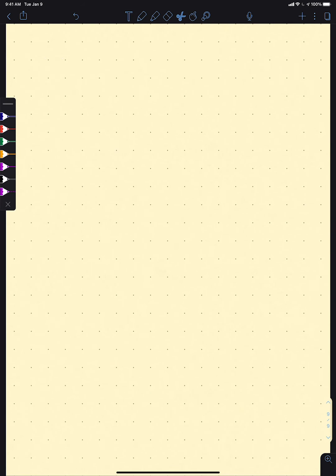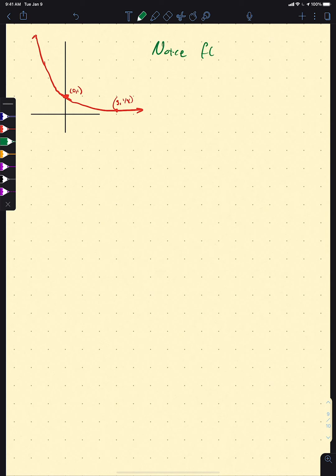We can do something similar with a graph that maybe goes the other way, okay? Let's say it has a graph something like this. Right? We still have our (0, 1) here, because unless you do something else to your exponential, it's always going to have (0, 1), and then maybe we have (3, 1/8). Okay. So now we notice, right, that f of 3 is 1 over 8.